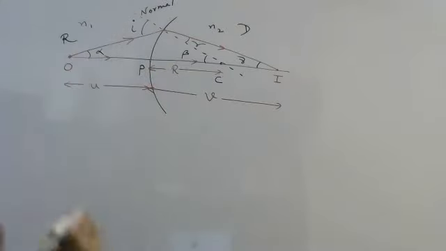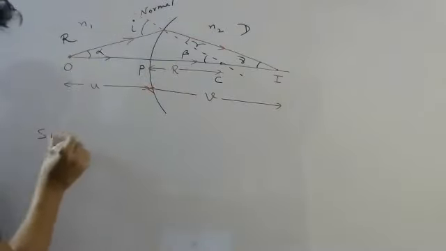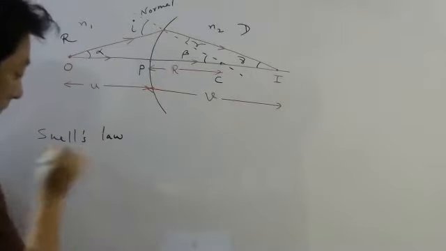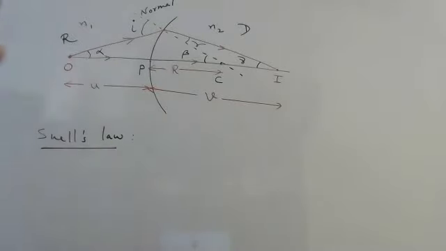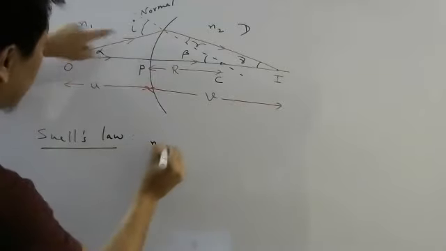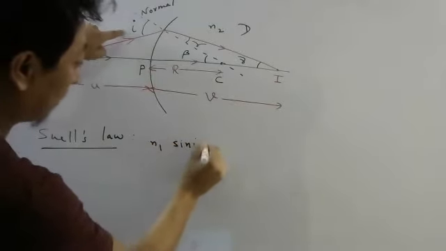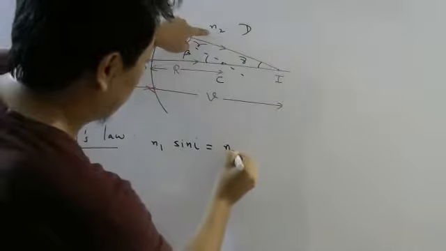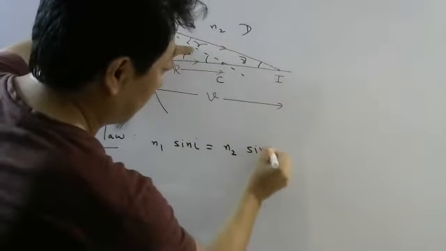So the first, how do we start? We use Snell's law. So how do we write Snell's law? N1 sin I equals N2 sin R. This is equation 1. Okay.